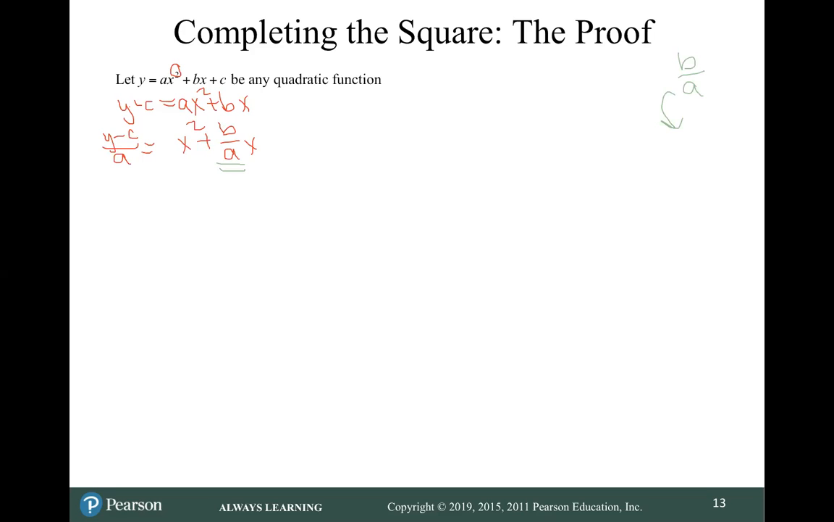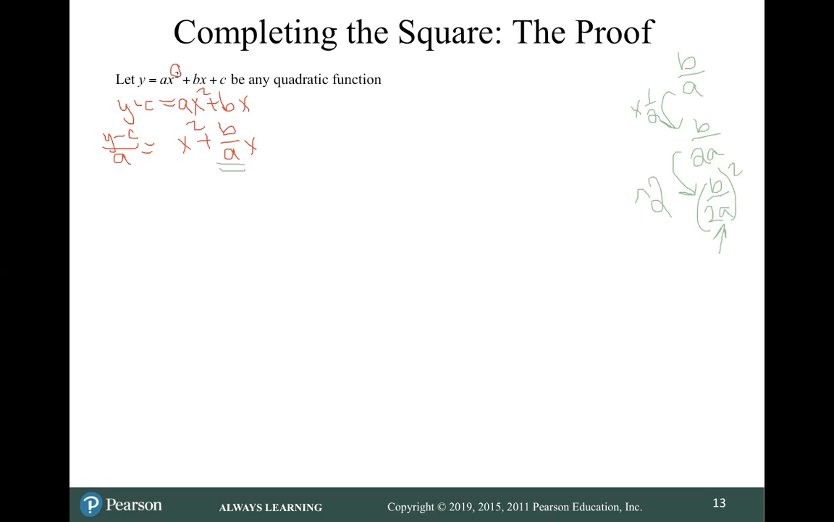I want to multiply that by 1/2. So that's b over 2a. And then I want to raise that to the second power. So that's (b over 2a) squared. Okay, now why do I want that? This is the number that completes the square.